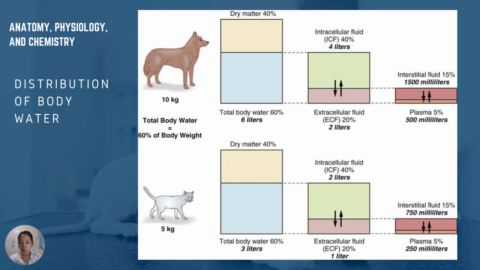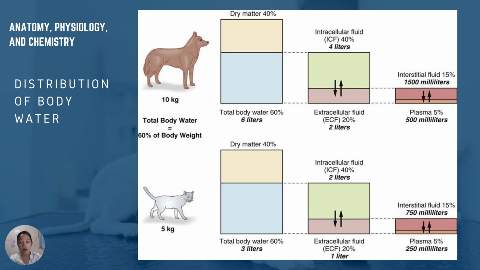The average total body water of a healthy animal would approximately be 60%. However, it varies between age, sex, and nutritional status. In younger animals, the total body water content will approximately go up to 70 to 80%, while in older animals, the total body water would actually decrease to 50 to 55%.